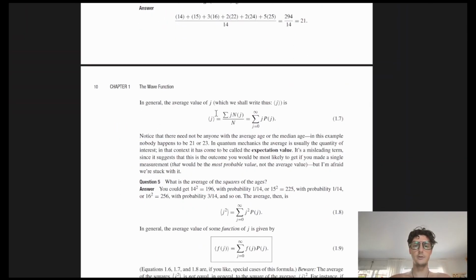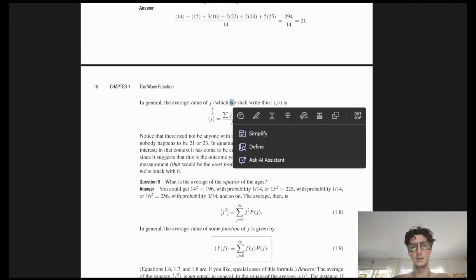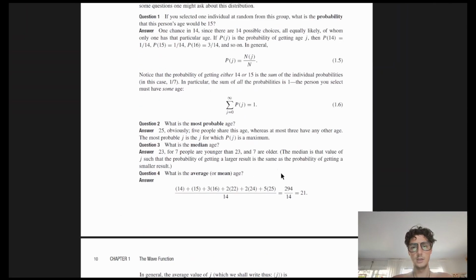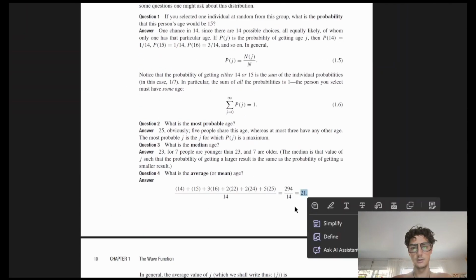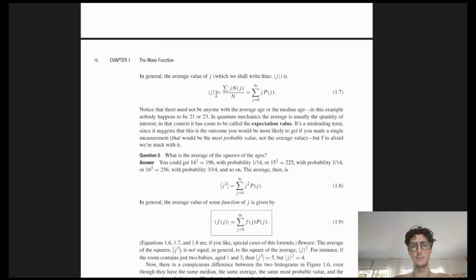In general, the value of j, which we shall write thus, boom. So we got these interesting brackets. I think these are straight up called brackets. Maybe I'm skipping a little ahead. The average value of j. So basically, if you see a symbol here, these brackets here, it's basically saying the average of whatever is inside those brackets. So maybe here, all right, we're just gonna keep reading.